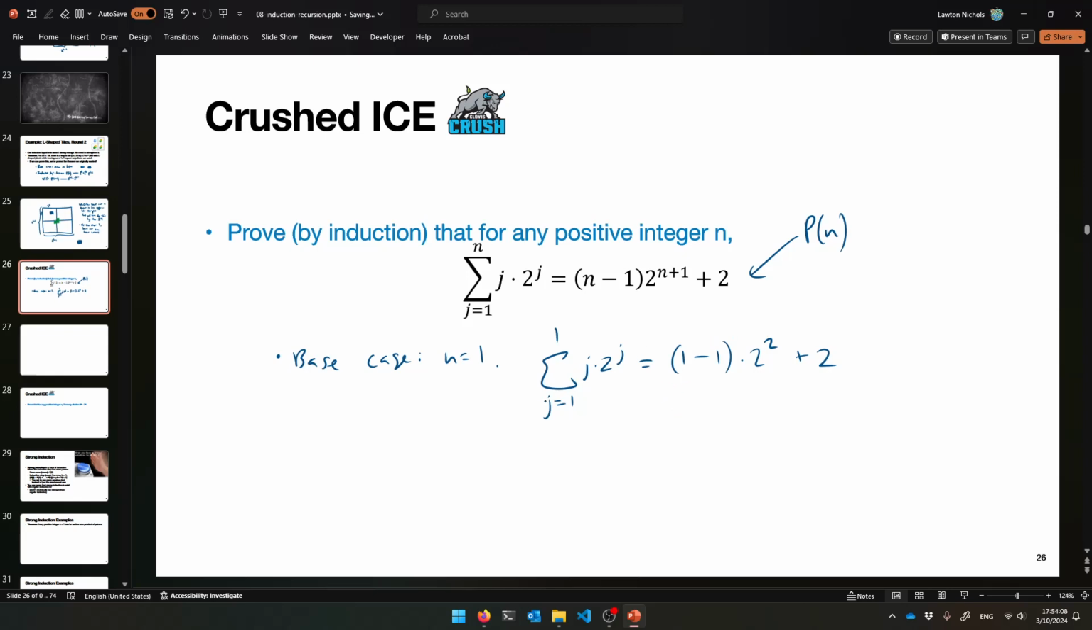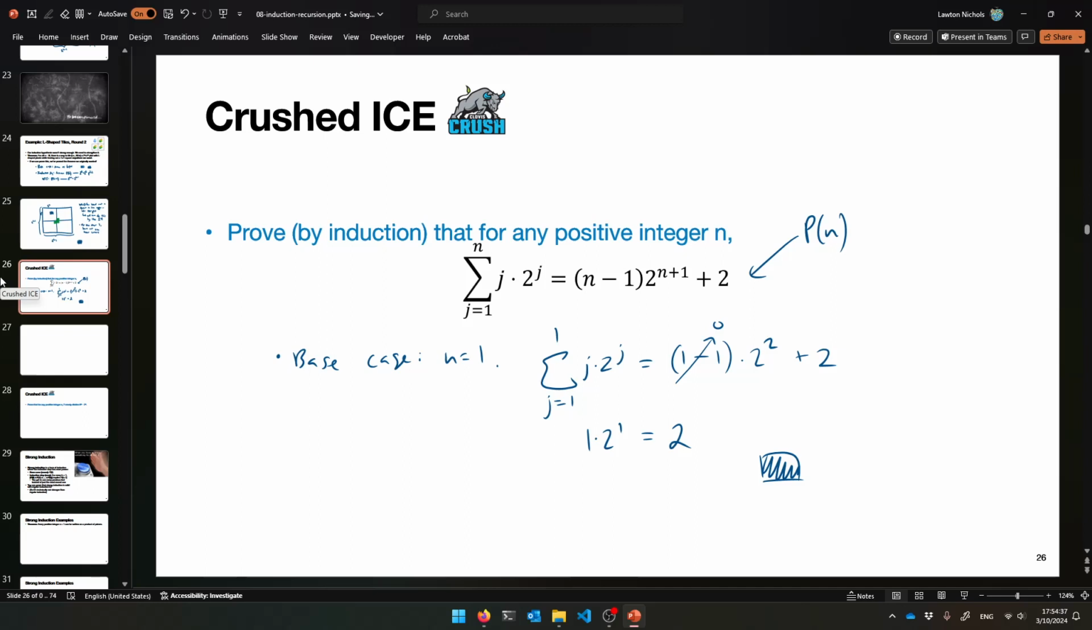So this is going to iterate just once, where j is 1. So it's going to be 1 times 2 to the 1, which is 2, right? We have to show that this is equal to the right-hand side. This is going to be 1 minus 1, that goes to 0, right? 0 times 4, that's nothing. So 0 plus 2, that is also 2. So we have to show that this is equal to this, and it definitely is. So that's our base case.